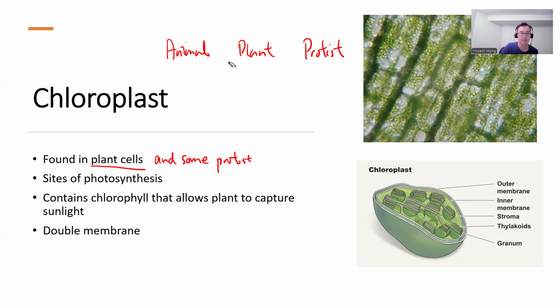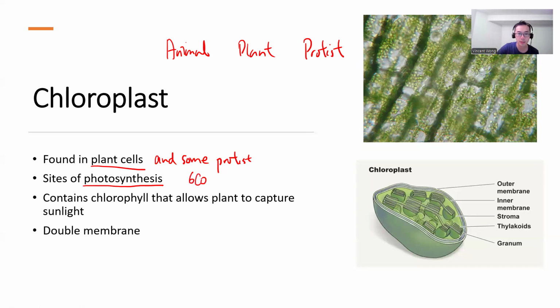And not everything is just animal or plant, right? There are protists. There are fungi. Different kingdoms. The chloroplast is where photosynthesis takes place. Photosynthesis is the reaction that allows the plant to make its own food by using the sun's energy. So I can write the equation for you.